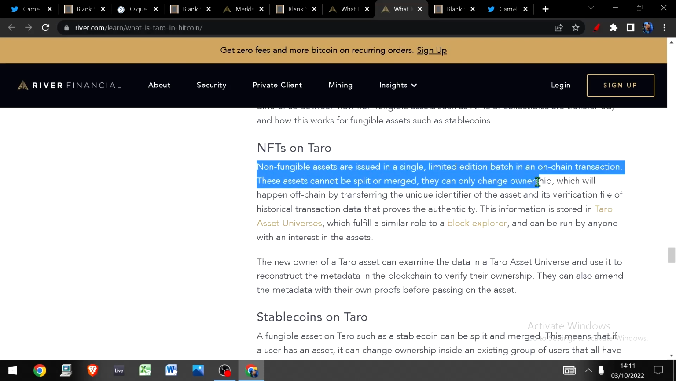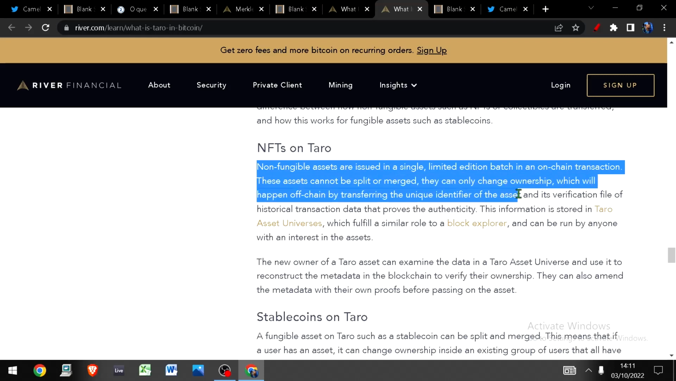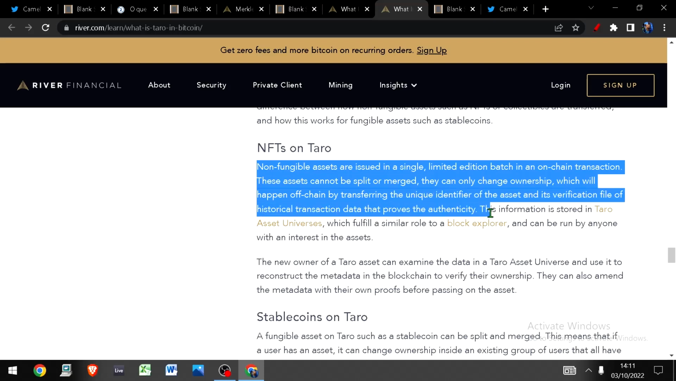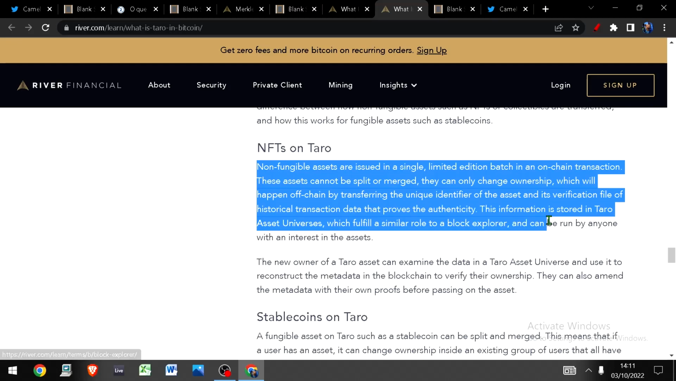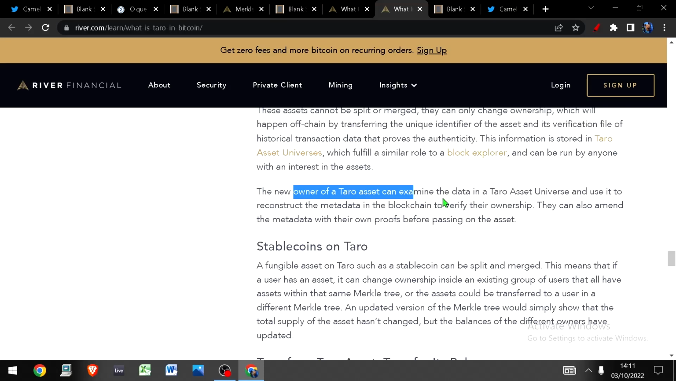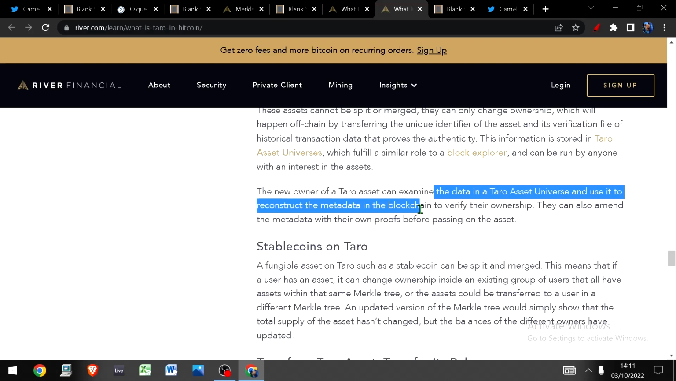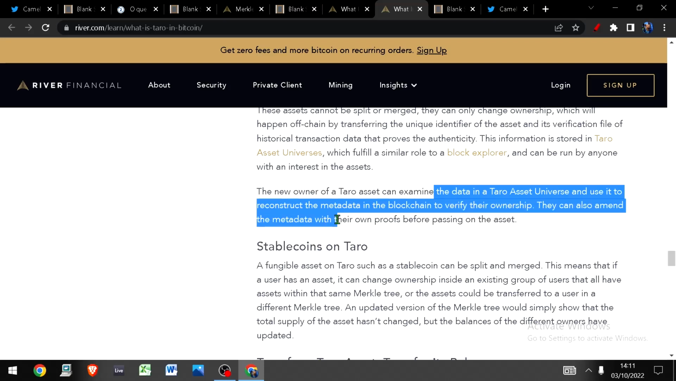They can only change ownership, which will happen off-chain by transferring a unique identifier, that was the number in blue, of the asset and its verification file or historical transaction data that proves the authenticity. This information is stored in a TARO Asset Universe, which fulfills a similar role to a block explorer and can be run by anyone with an interest in the assets. The new owner of a TARO asset can examine the data in a TARO Asset Universe and use it to reconstruct the metadata of the blockchain and verify the ownership. They can also amend the metadata with their own proofs before passing on the asset.